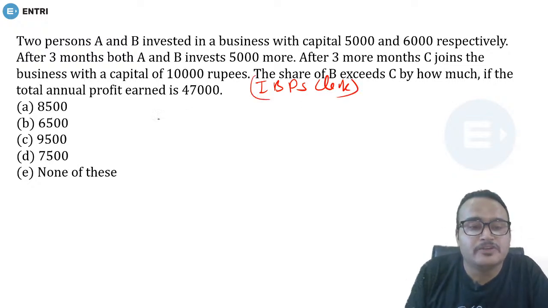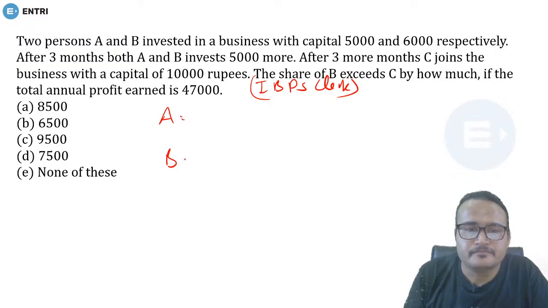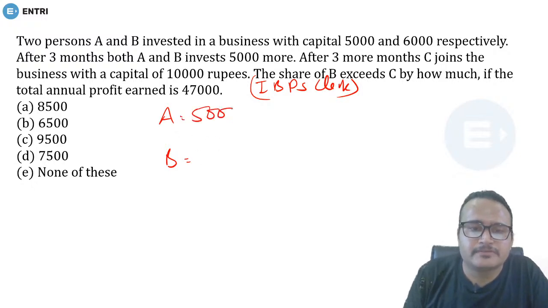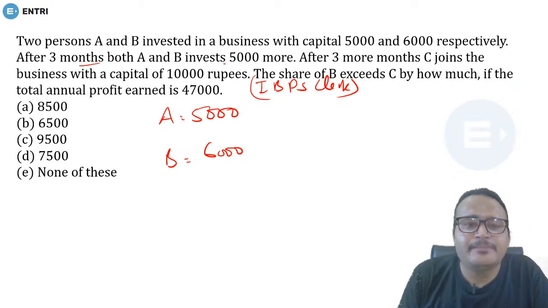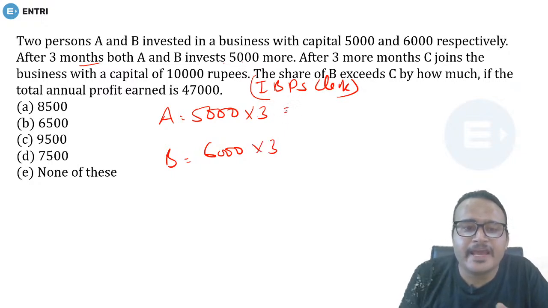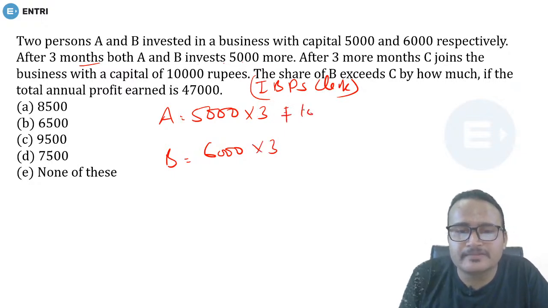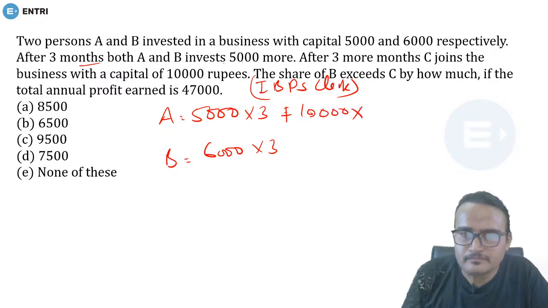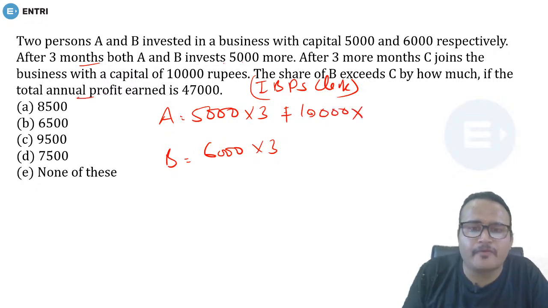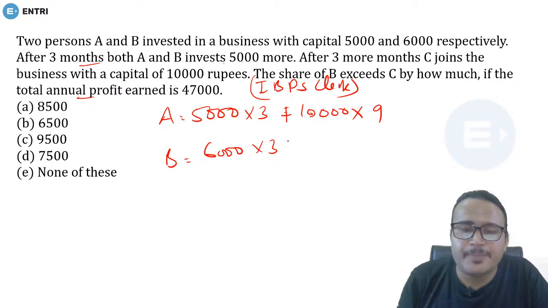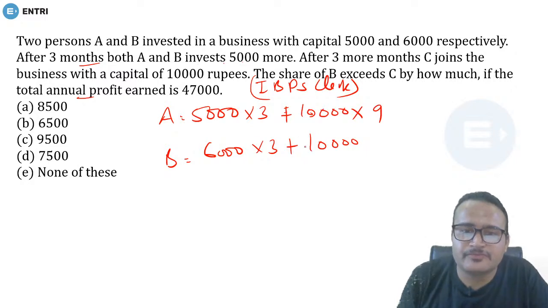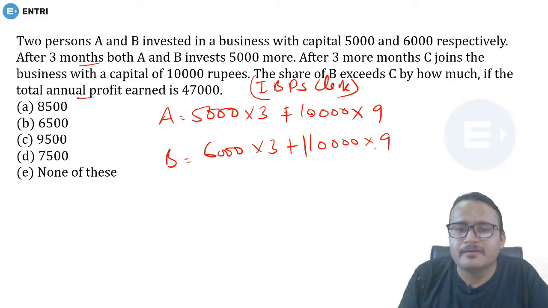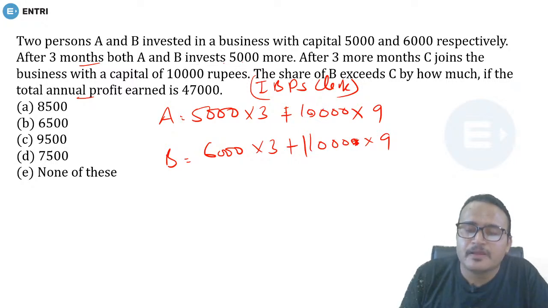So let's see how we can solve. There are two partners, A and B. They are investing 5,000 and 6,000 respectively. After 3 months, A and B invest 5,000 more. That means multiply 3, A and B 5,000 more. So plus 10,000 multiplied by the annual period, that means 9. And plus 10,000, 6 plus 5 is 11,000, multiplied by 9.